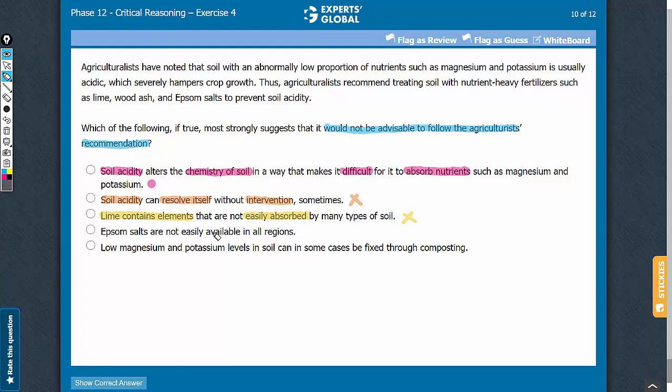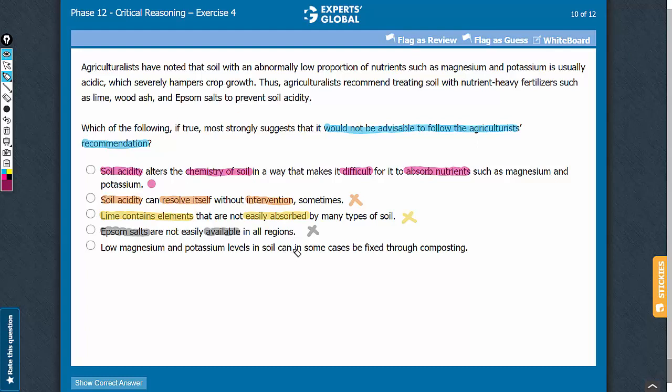Answer choice D. The conclusion is about treating soil with nutrient-heavy fertilizers such as lime, wood ash, and Epsom salts. Whereas this answer choice talks about the availability of one of those elements, that is Epsom salts. This answer choice makes no suggestion regarding lime and wood ash and is limited in scope. Overall, this answer choice does not indicate that treating soil with nutrient-heavy fertilizers will not prevent soil acidity, and hence this answer choice does not weaken the conclusion. So let's eliminate this answer choice.